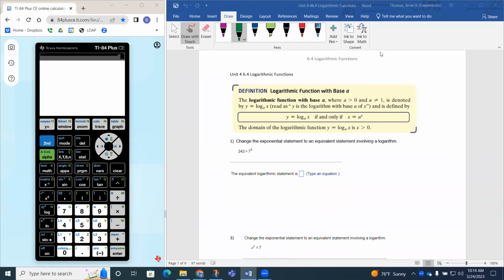So in 6.4, we're going to work with logarithmic functions. Remember, in math, we have these inverse operations. So we have this inverse thinking, if you will. If we have addition, then the inverse of addition is subtraction. If we have multiplication, the inverse of multiplication is going to be division.